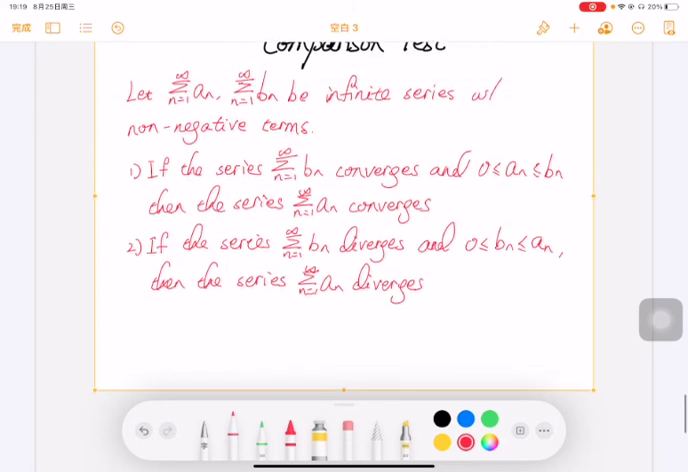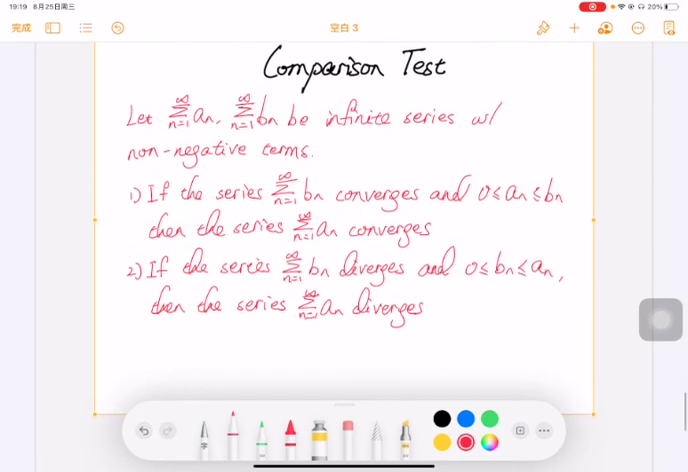The statement is quite intuitive because if, say, Bn is an infinite series with non-negative terms, then if it diverges, since it's non-negative, the only possibility of it being divergent is that it goes to infinity. And if the series An is even larger than Bn, then it also goes to infinity, right?